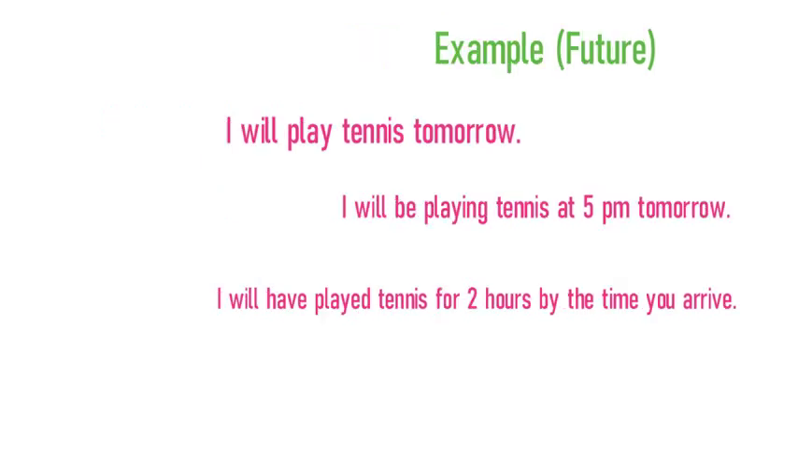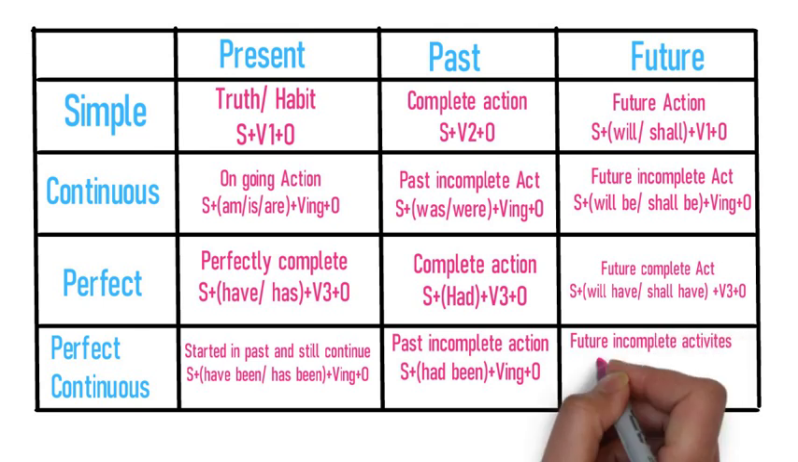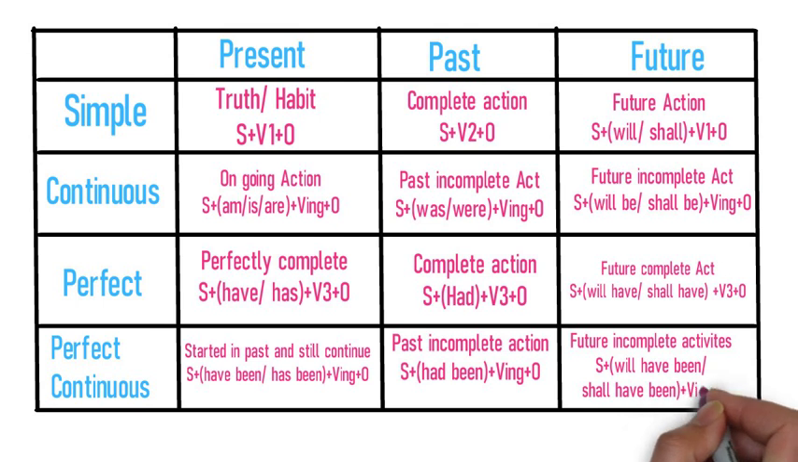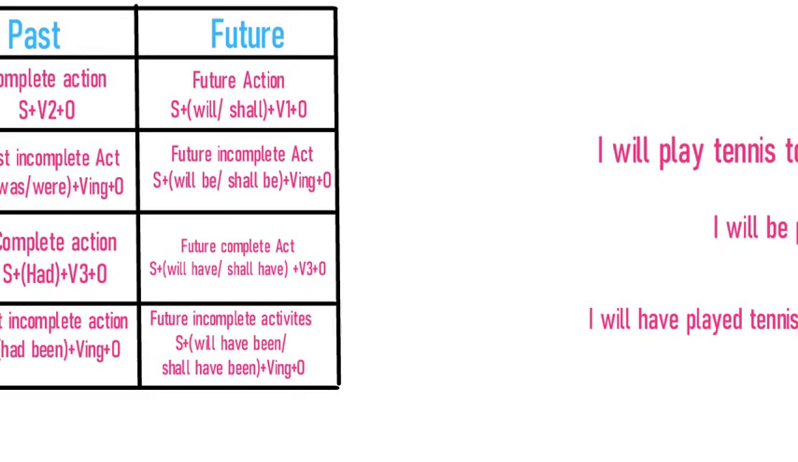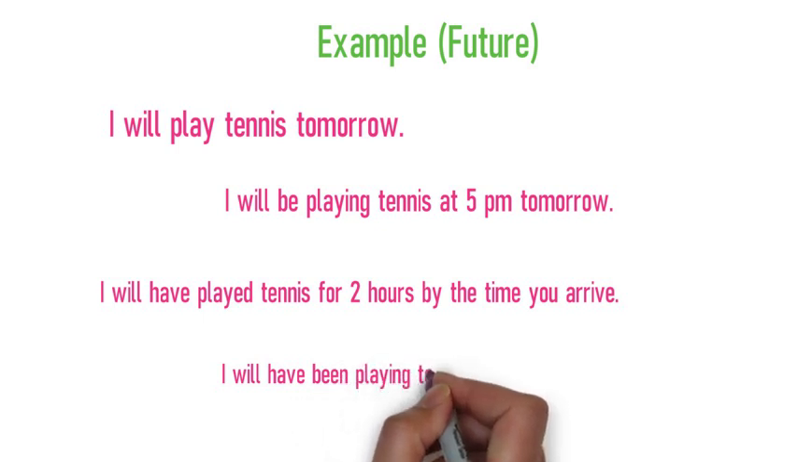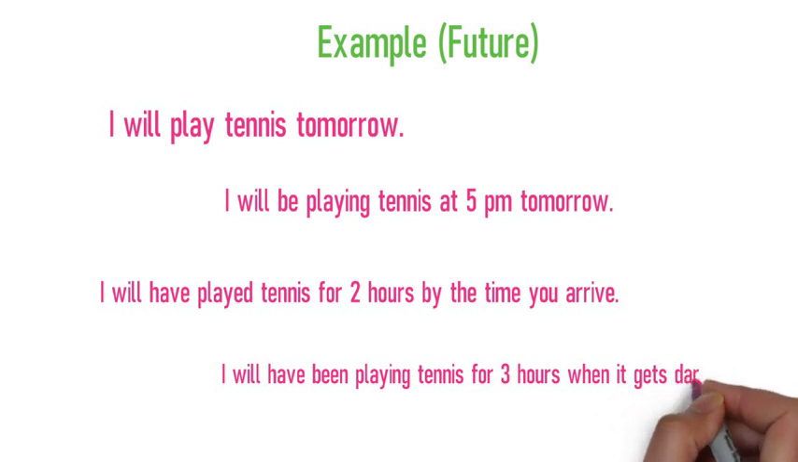Finally, we have the future perfect continuous tense, that is a future incomplete action. The structure of the future perfect continuous tense is subject plus will have been, shall have been plus first form of verb with ing plus object. For example, I will have been playing tennis for 3 hours when it gets dark.